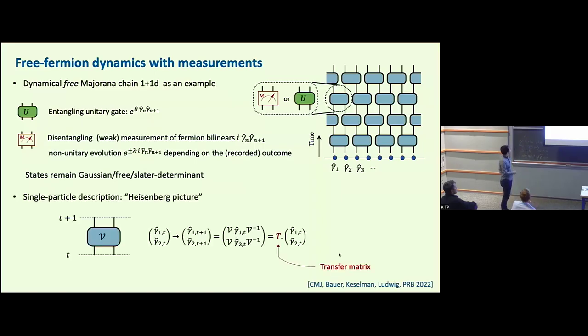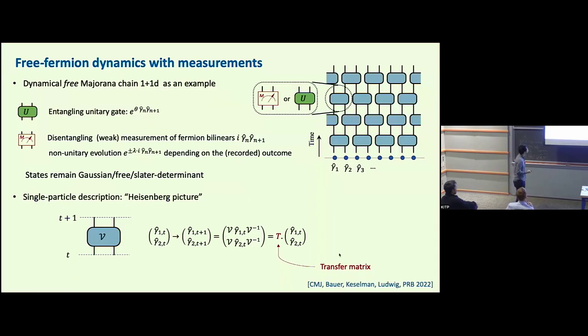And indeed, you can extract a single particle description of this entire circuit by thinking about the Heisenberg picture. That means you think about how the single fermion operators, these Majorana modes, evolve in time upon conjugation by this evolution operator. It could be this, it could be that, it could be the product of both. The key feature here is that single fermion operators always evolve into single fermion operators at a later time. That means all you have to keep track of is how they get linearly mixed with each other. And we call this matrix that handles the linear mixing the transfer matrix. Okay?